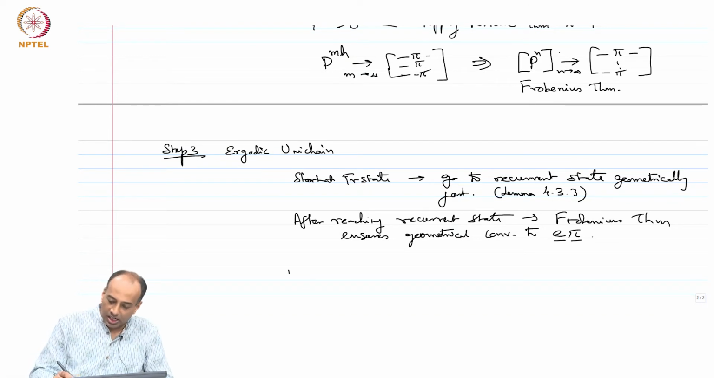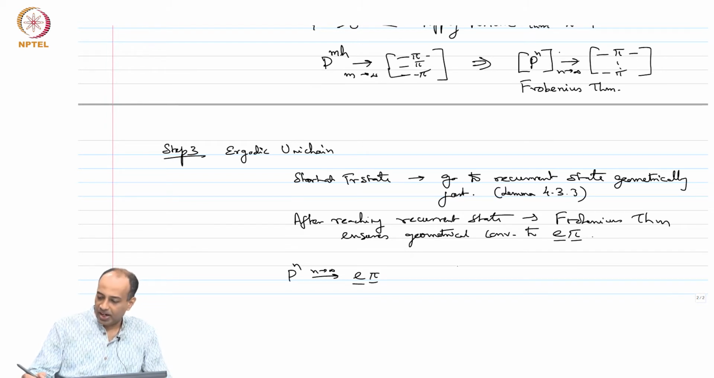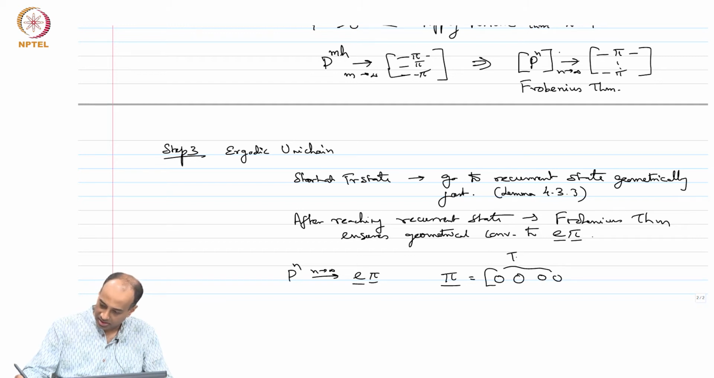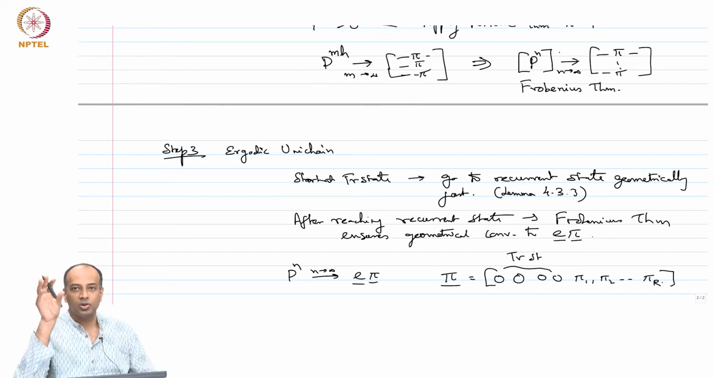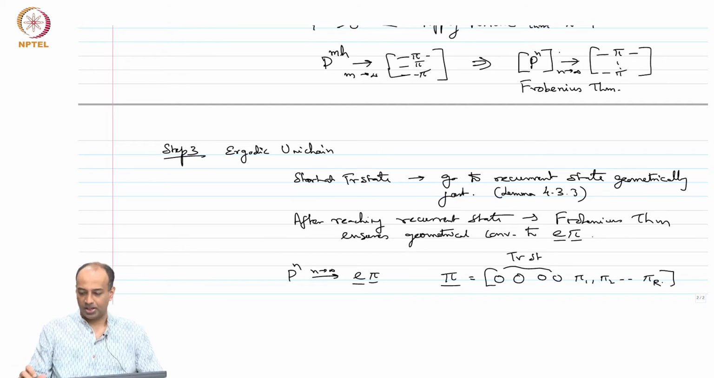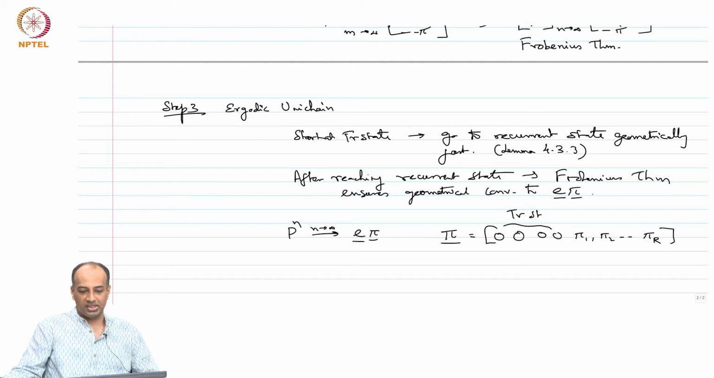So, again P to the n converges as n tends to infinity to e pi, where pi will consist of a bunch of zeros for all the transient states. And if there are r recurrent states, it will go to pi 1 through pi r, which is the stationary distribution row vector for just the recurrent class, and the transient states have 0 stationary probability. Okay. So, we did this in these 3 steps.